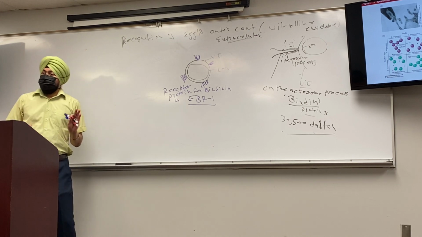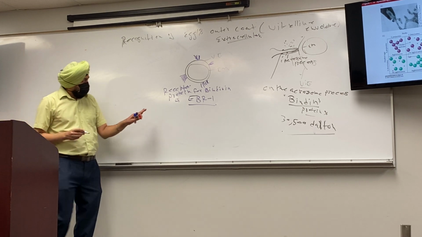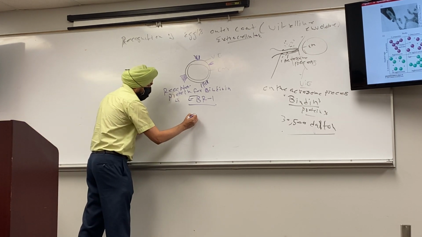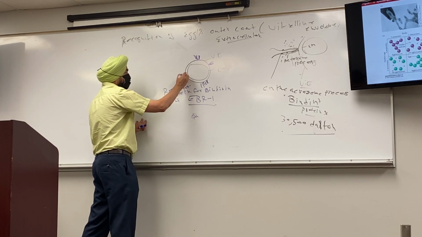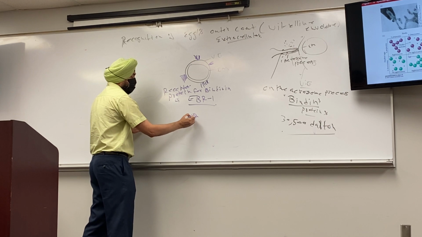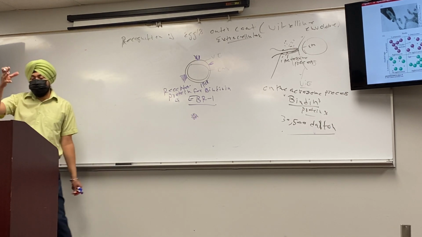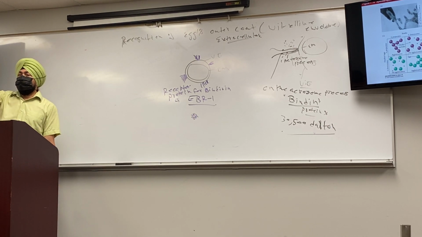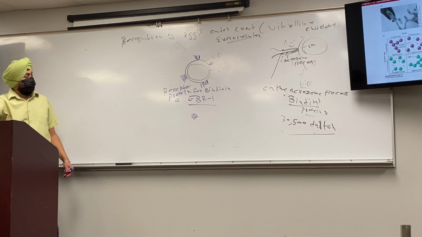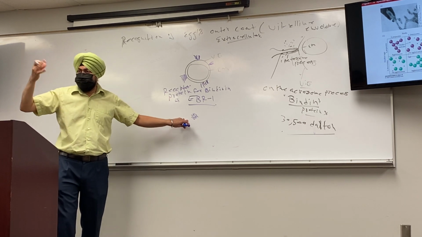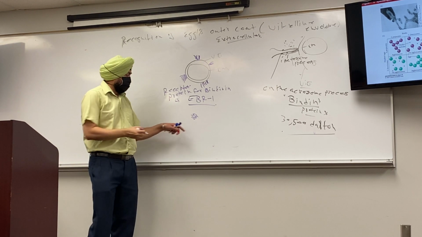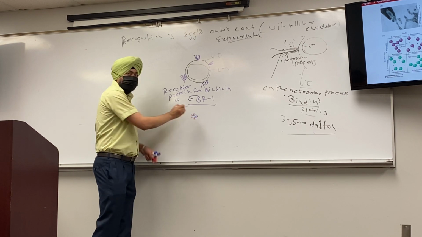Okay? Now EBR1: thousands or hundreds of EBR1 molecules are clustered like this. So here you will have thousands of EBR1 clustered like this, and they cluster together to form the receptor of binding. Usually it is hundreds. So hundreds of EBR1 molecules will cluster together.